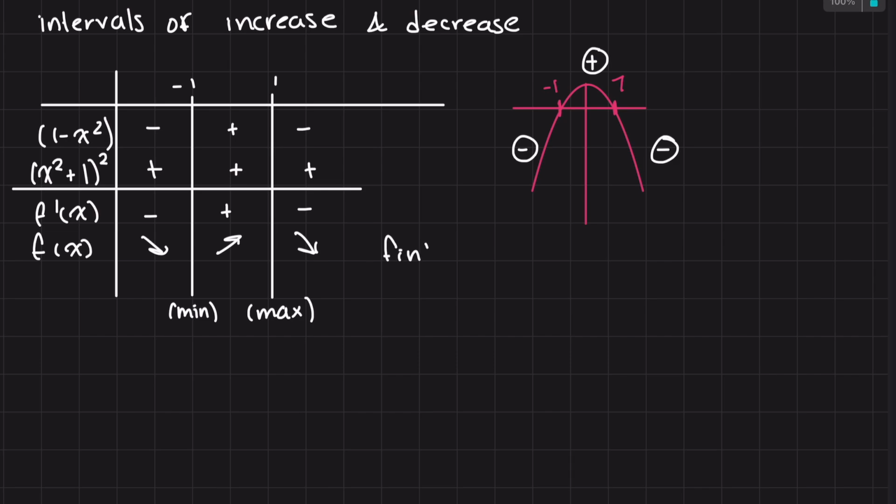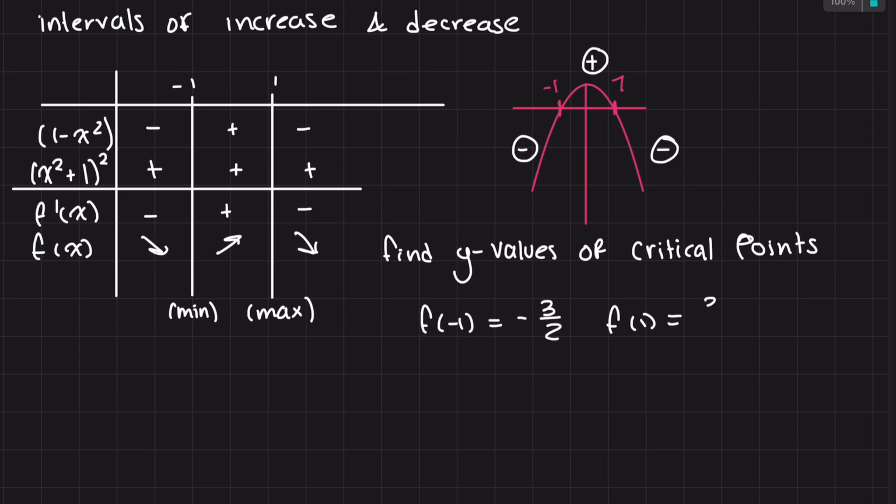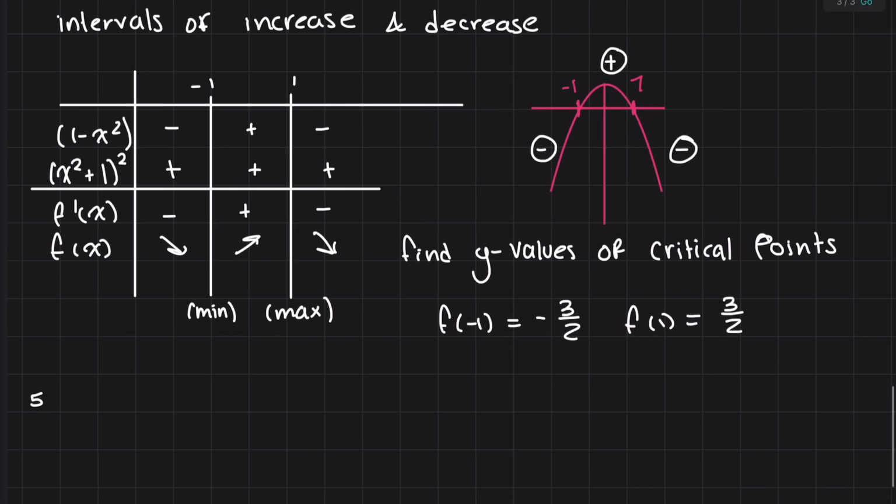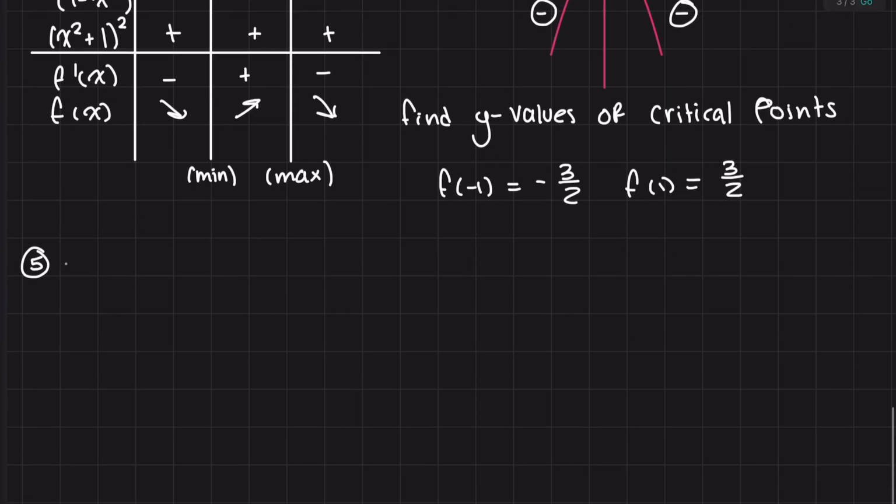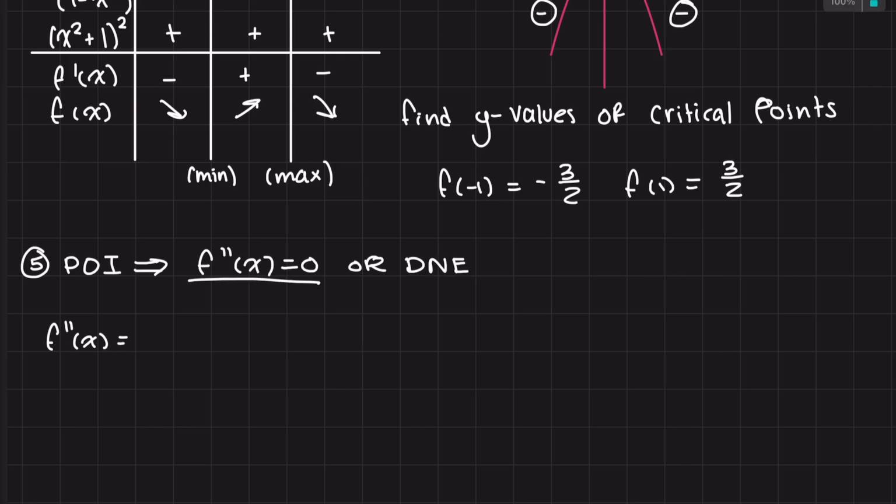Our last step when finding the critical points is to find the y values of these critical points to make it easier when graphing. So that means we plug in our -1 and our 1 into our original function to find those values. Now we can move on to step 5. So step 5 is finding our points of inflection, and this is when our second derivative equals 0 or does not exist. So let's check when it equals 0.